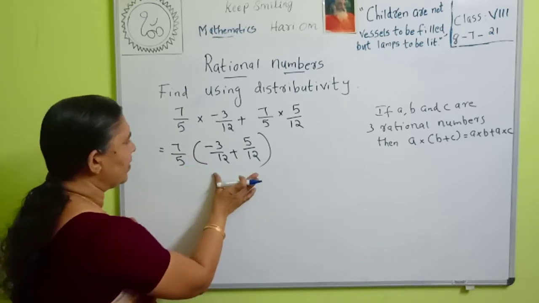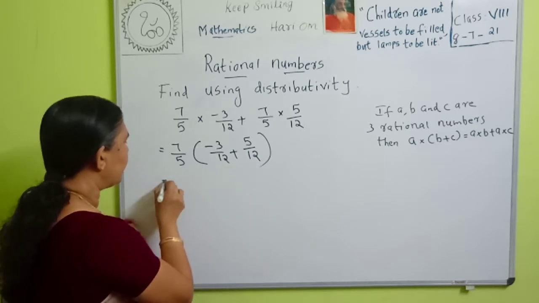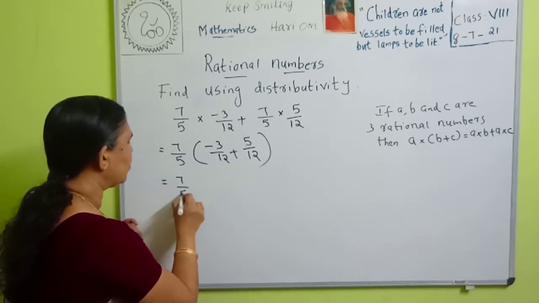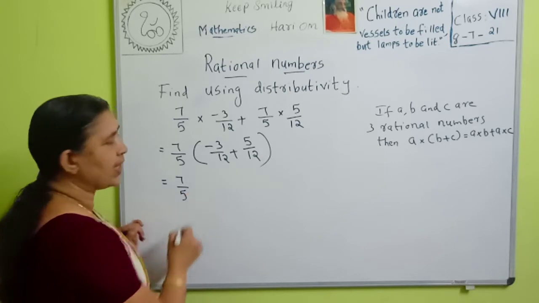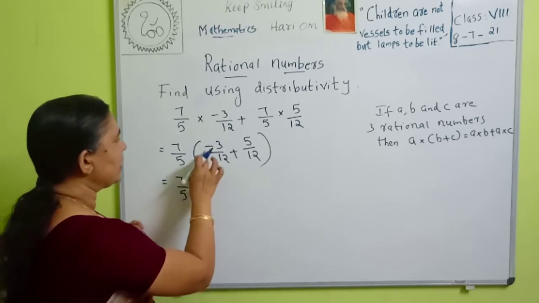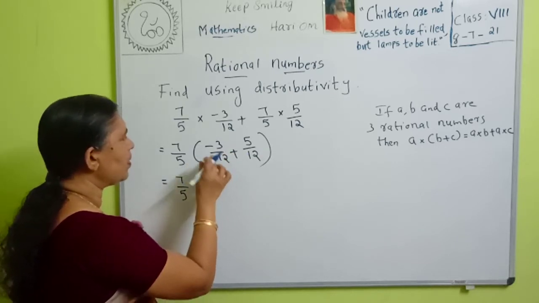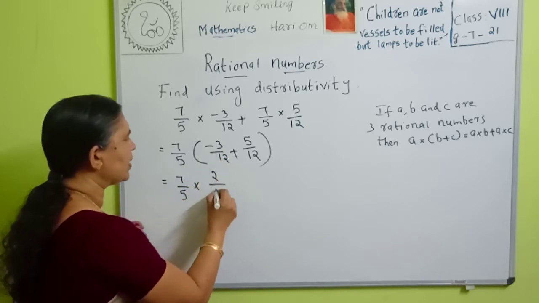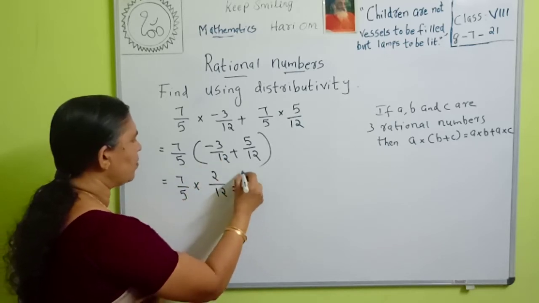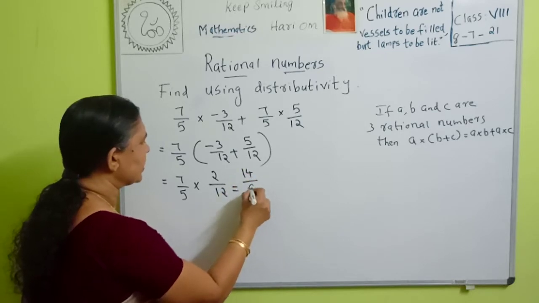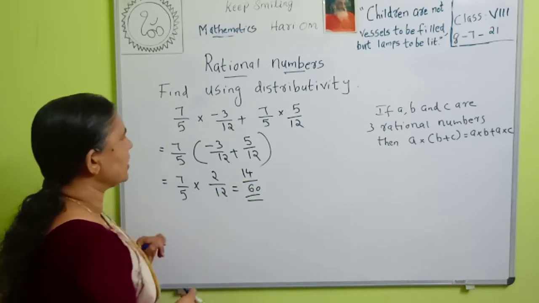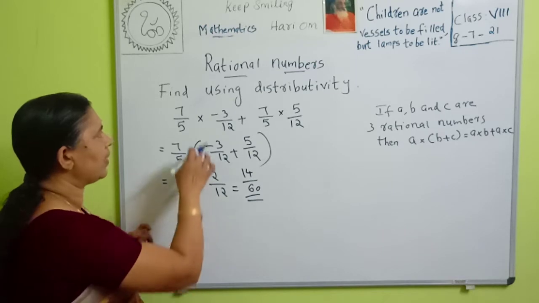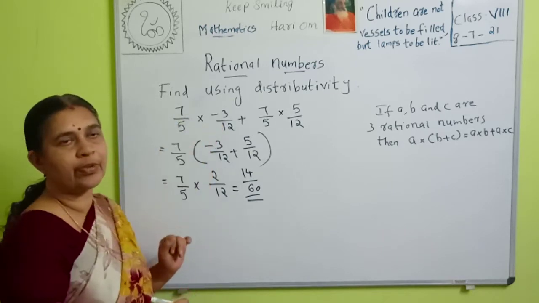Then we can simplify the numbers in the bracket. That is equal to 7 by 5 into, what is minus 3 plus 5? It is 2. So 2 by 12. That is equal to 14 by 60. So if you are given a question like this, find using distributivity.